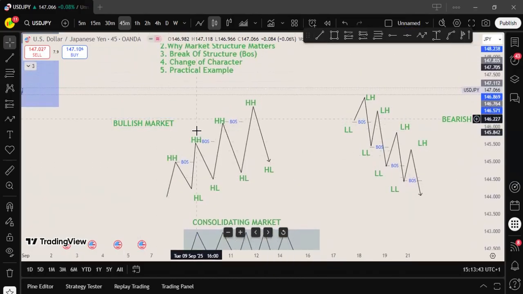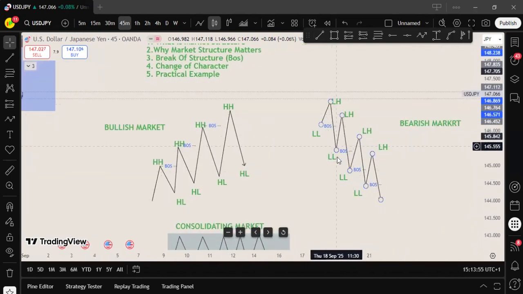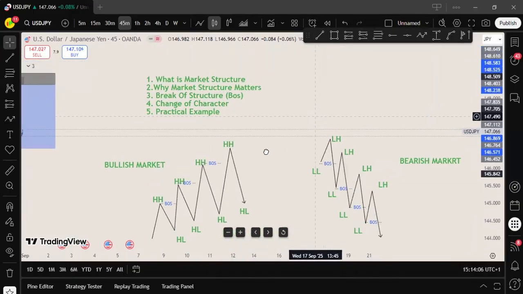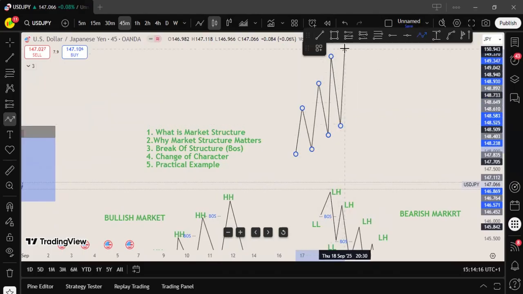In a bullish market, anytime you see the market break a previous higher high, it's called a break of structure. In a bearish market, anytime you see the market break a lower low, it's called a break of structure as well. Now, change of character. What do I mean by change of character? Let me give you an example of what you can expect in the market.